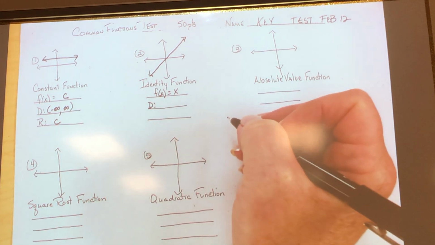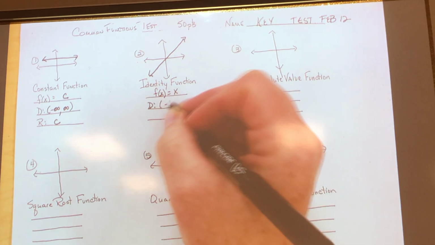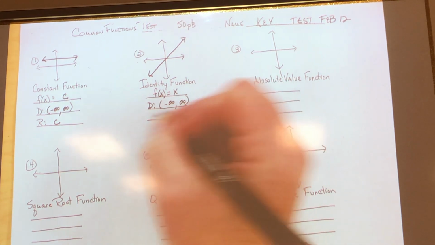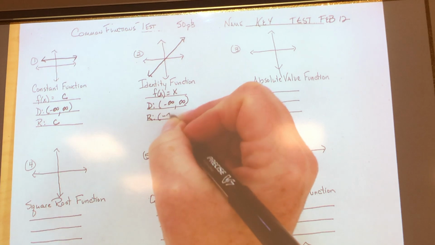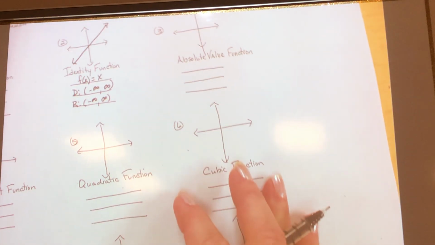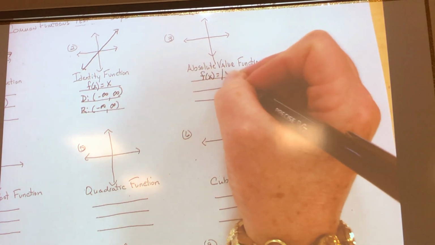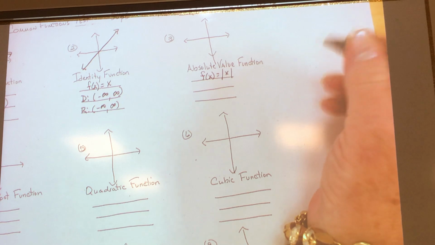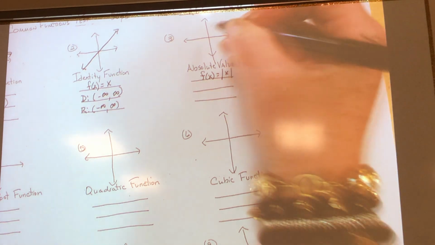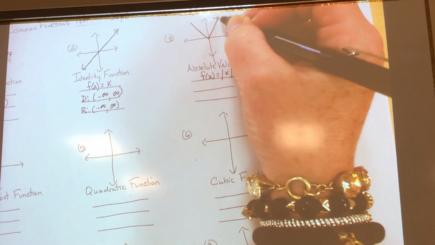Okay. Domain of the identity function. Negative infinity to positive infinity. Very good. What about the range? Negative infinity to positive infinity. Good job. All right. Absolute value function. F of x is equal to absolute value of x. Very good. And what does it make when you graph it? V. And the vertex is at the origin. Okay?